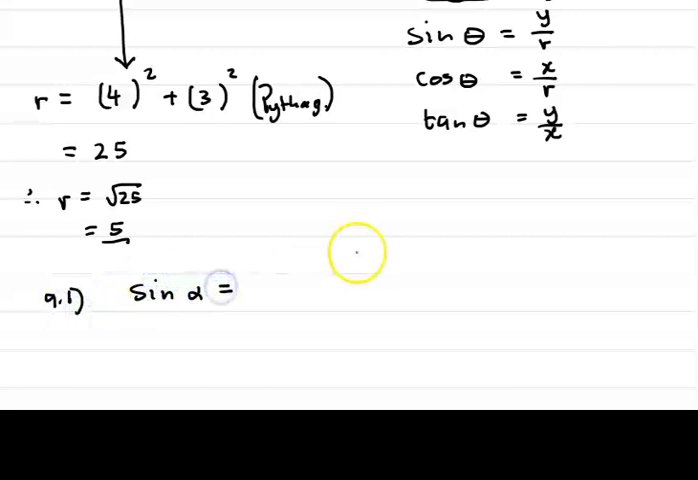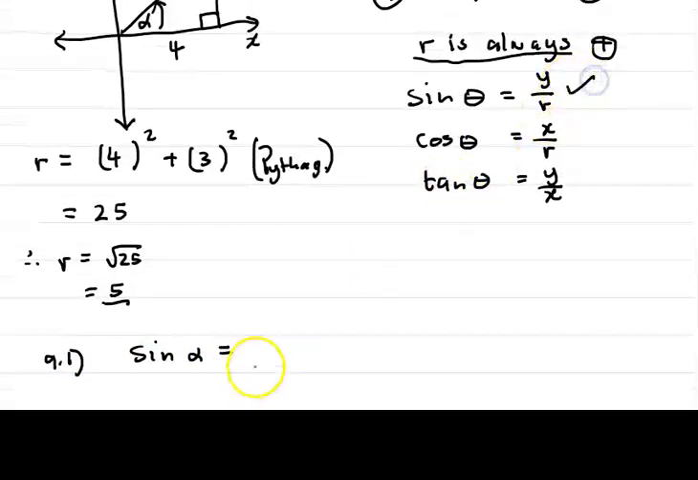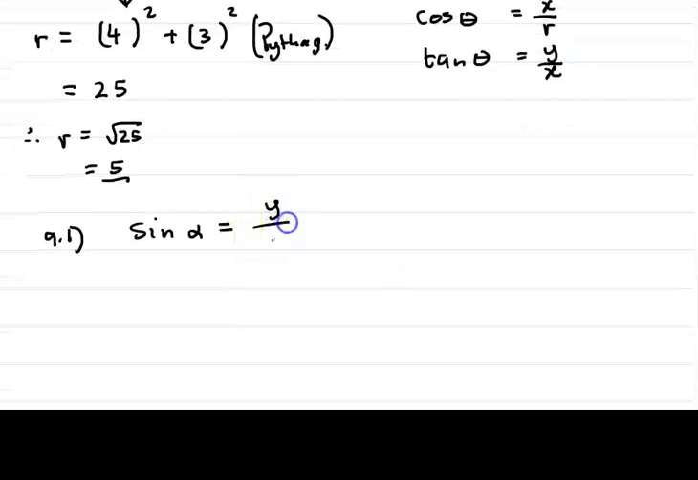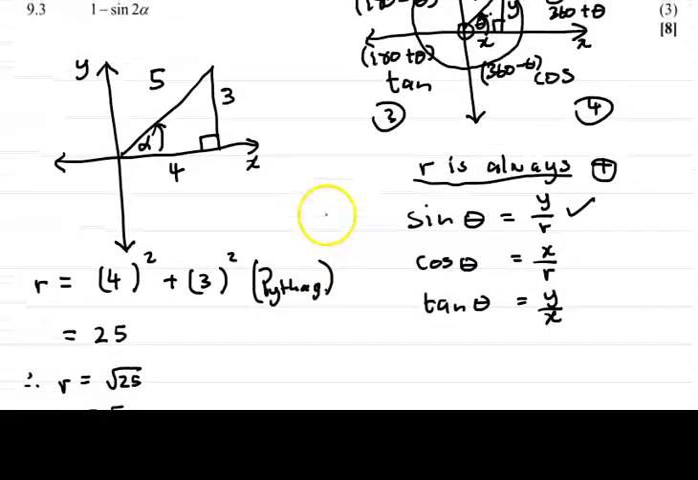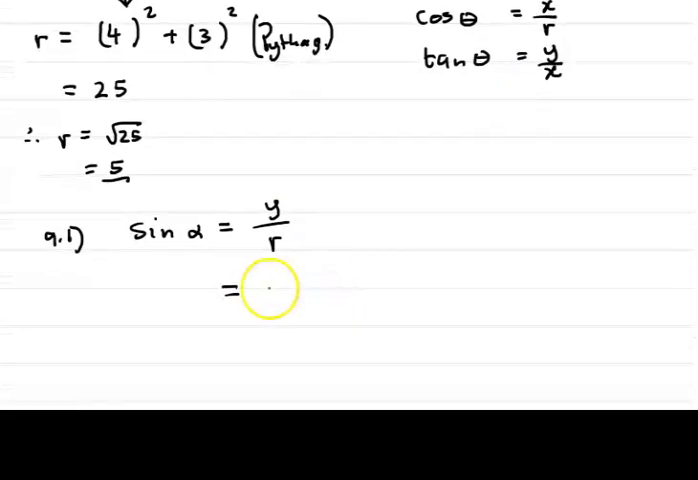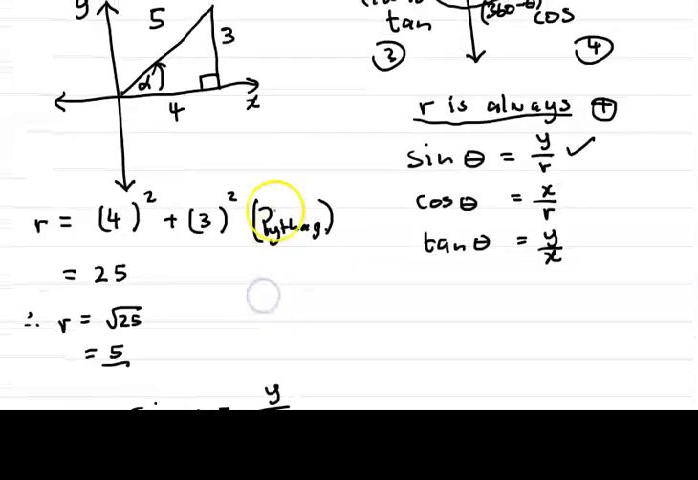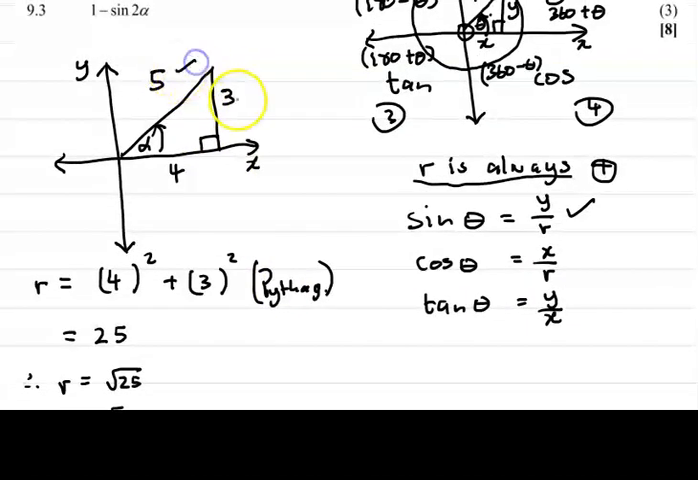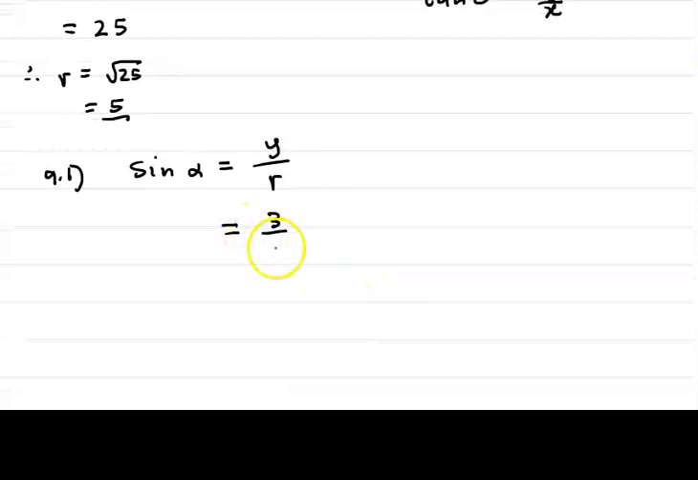Sine of alpha, we know it to be y over r. Now we don't have to write the formula down, but I just want to illustrate to you that it's now just a matter of substitution. y is 3 and r is 5. So it's 3 over 5.